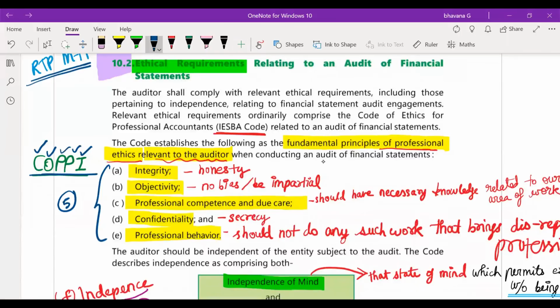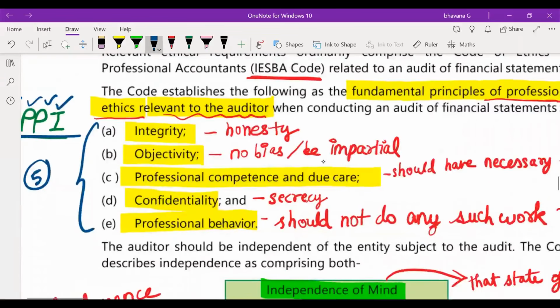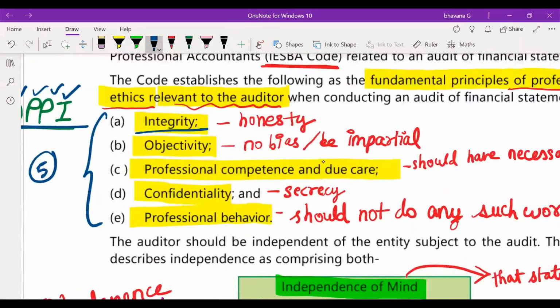First, the auditor must have integrity. That means he must be honest. Whatever the situation may be, he must always be honest. Next is objectivity. So what is objectivity? Objectivity means the auditor should not be biased. He must not be partial to anybody.